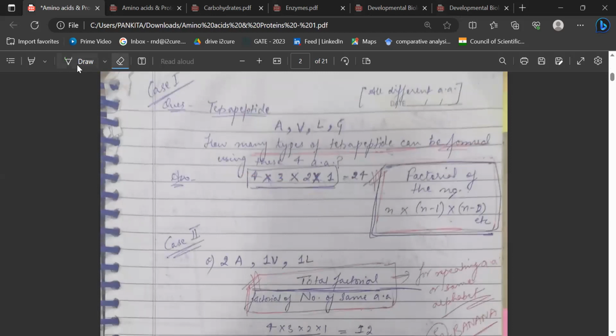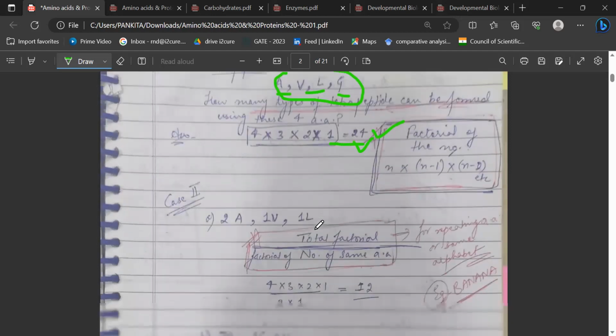Now, if for example, in a question we are given 2 or 3 or 4 amino acids and they ask us how many types of tetrapeptide can be formed using those amino acids, we calculate using this formula in which we find the factorial of the number. For example, we are given 4 amino acids over here. So we take the factorial of 4: 4 into 3 into 2 into 1. So we get 24 as an answer. That means using these 4 amino acids, we will be able to form 24 tetrapeptides.